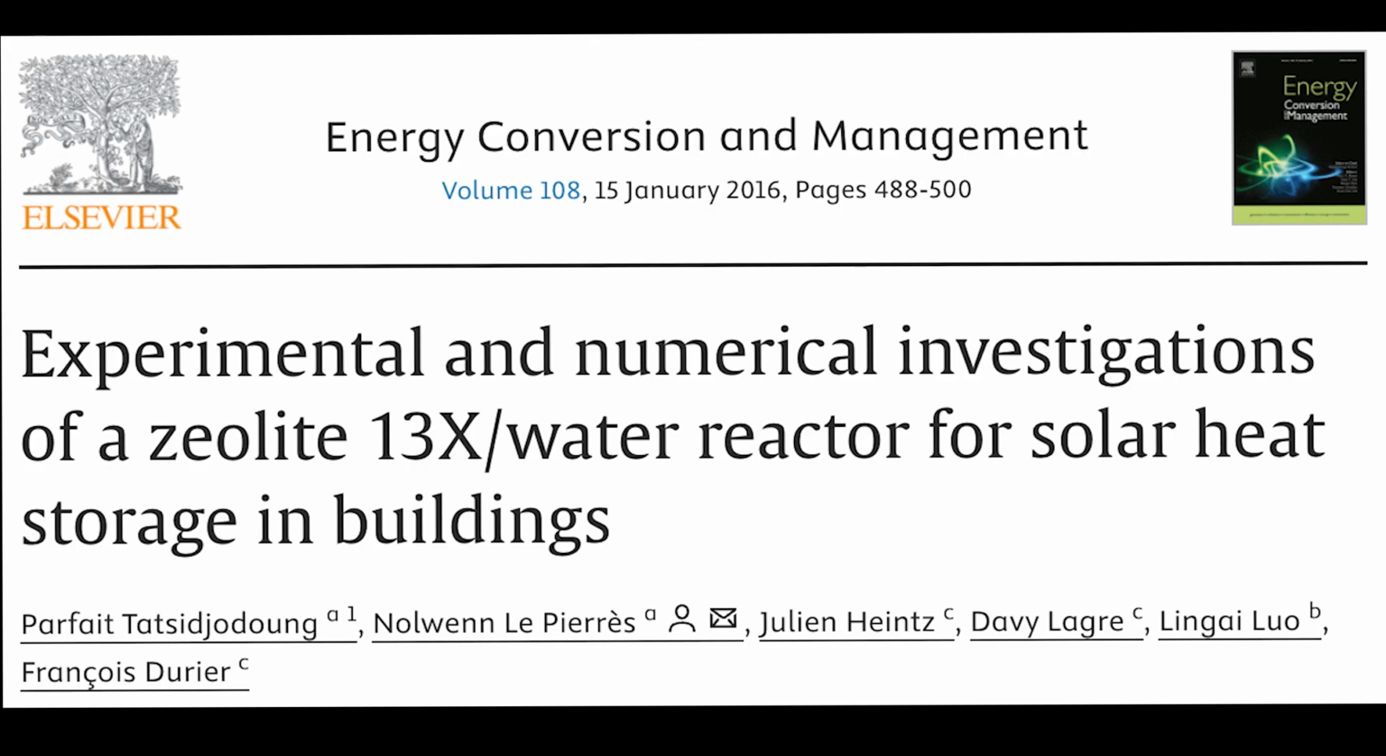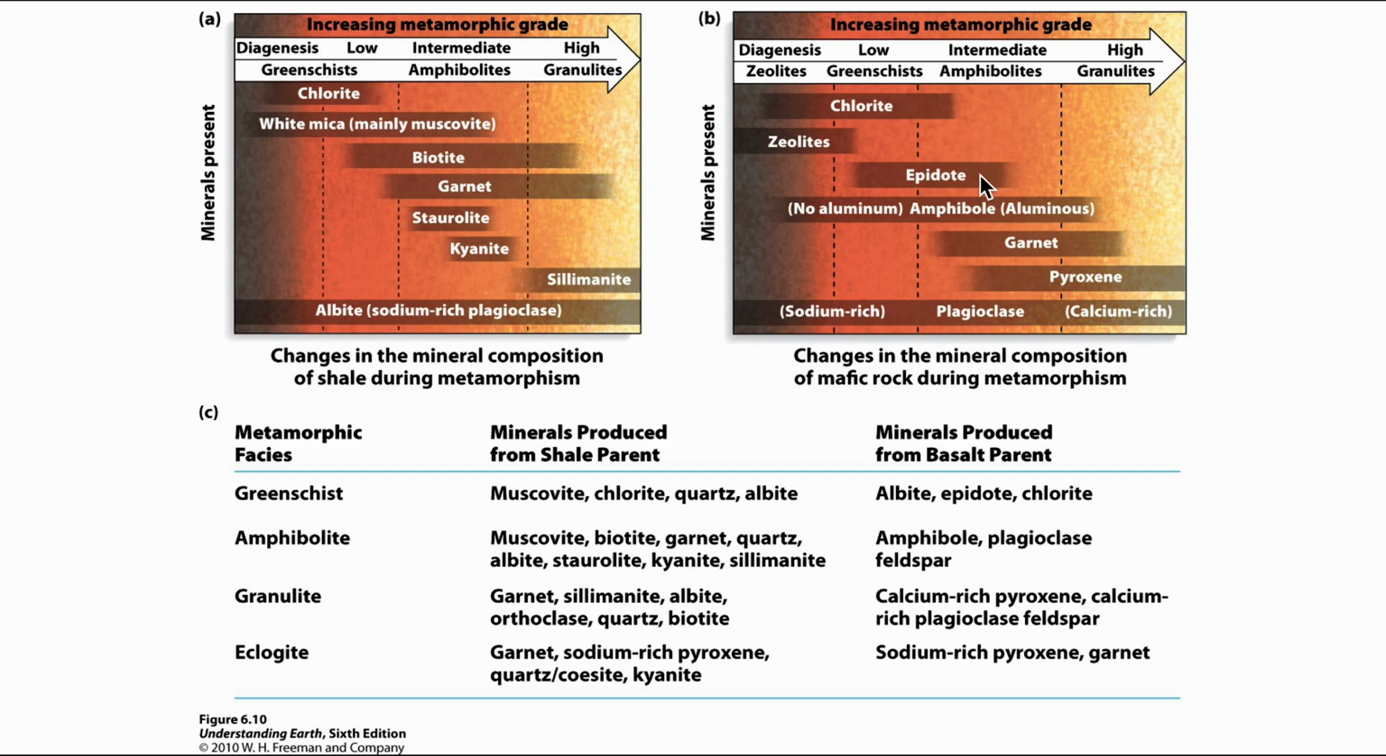There's some vague potential for using it to heat buildings. So as we increase the temperature and pressure, we go into the production of epidote and amphiboles, ultimately into garnets and pyroxenes. The transition here at low temperatures will be from sodium-rich plagioclase feldspars to calcium-rich plagioclase feldspars at higher temperatures, just like we see in Bowen's reaction series.